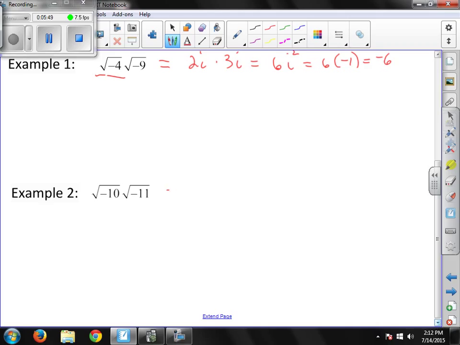Example 2 is very similar. I have i times the square root of 10 times i times the square root of 11. Neither one of these radicals simplify, so I'm going to multiply my i's. i times i is i squared. Multiply my radicals, the square root of 110. Now remember, i squared is negative 1, so I have negative the square root of 110.